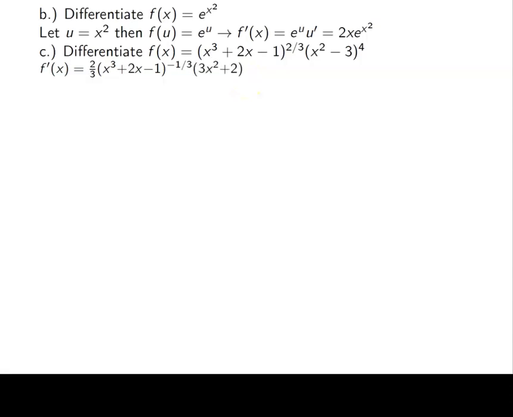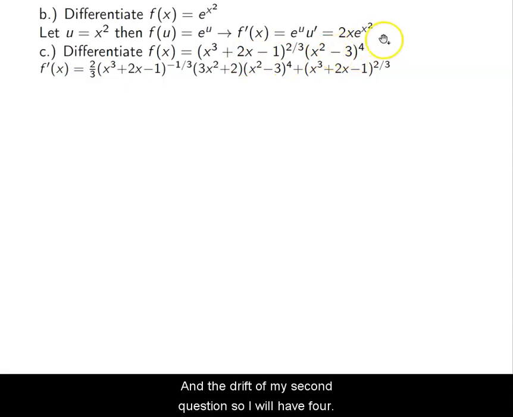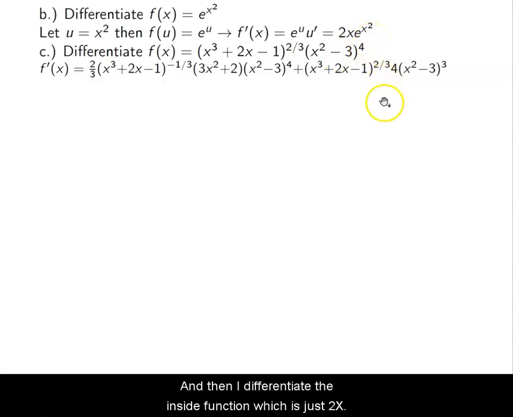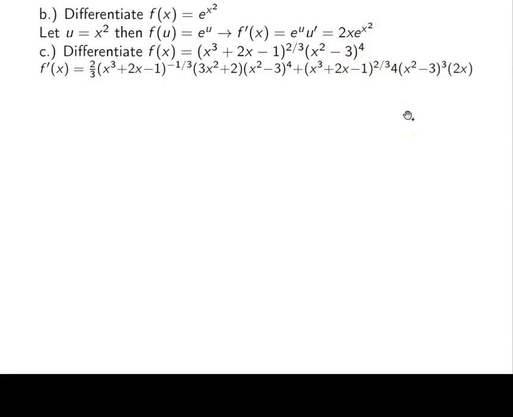Okay. And then I multiply that times my second function. So that's the derivative of the first function, but I have to also multiply it times what I would call g of x. Okay. I add to that now my first function being left alone, and the derivative of my second function. So I will have 4x squared minus 3 to the third power, and then I differentiate the inside function, which is just 2x.